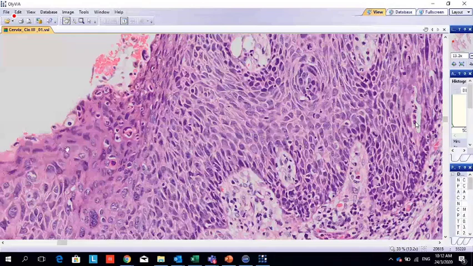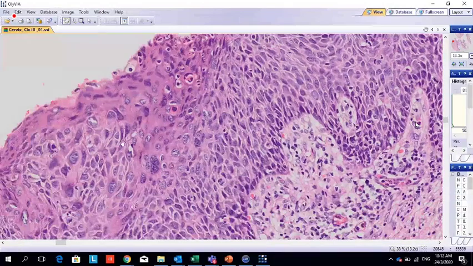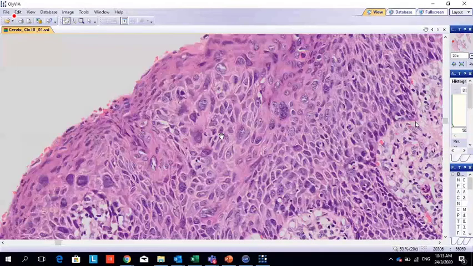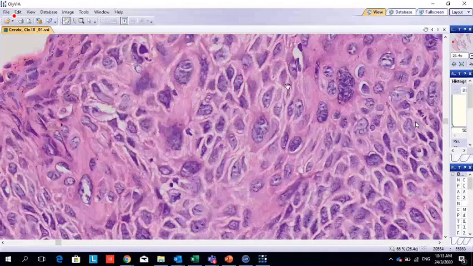See? CIN3. You can see it is all composed of malignant cells. Look, the full thickness is filled with dysplastic cells, isn't it? So how do you describe them? The cells are high in NC ratio, hyperchromatic, polymorphic, with a lot of mitosis here. Can you see the marked variation, polymorphism?